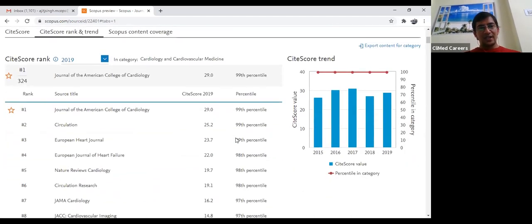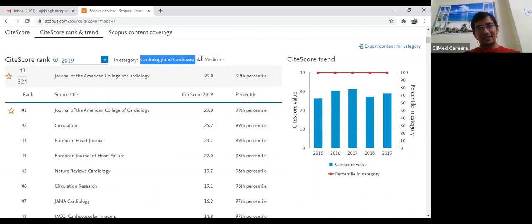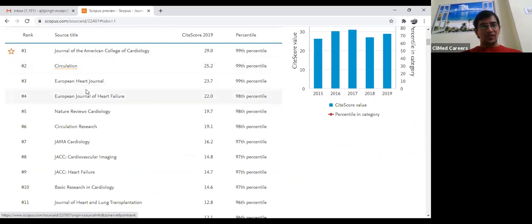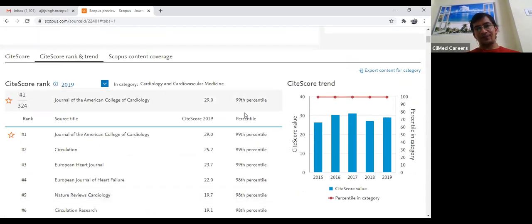So in the cardiovascular and cardiology category, in cardiology and cardiovascular medicine, the Journal of American College of Cardiology is number one out of 324, right? Number two is Circulation. Number three is European Heart Journal. Number four is European Journal of Heart Failure. So percentile, how to select the percentile?